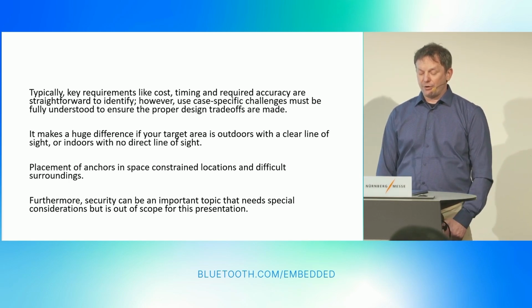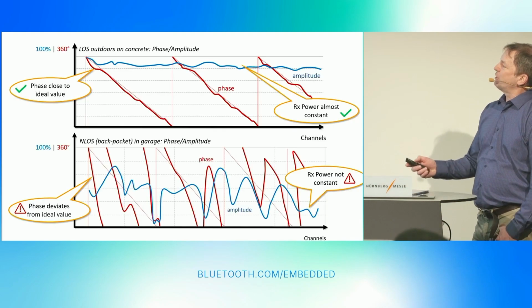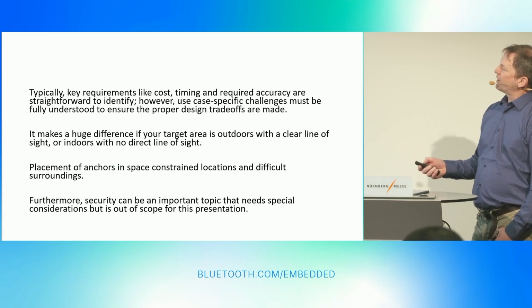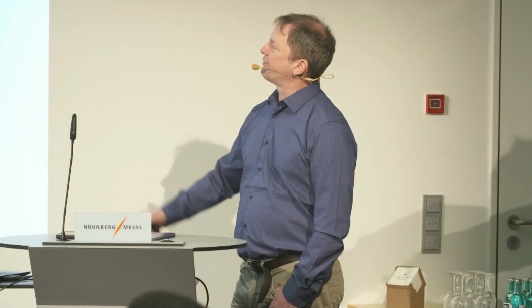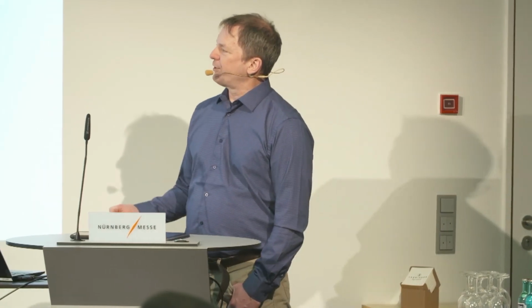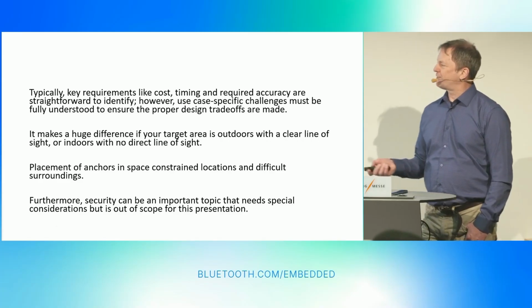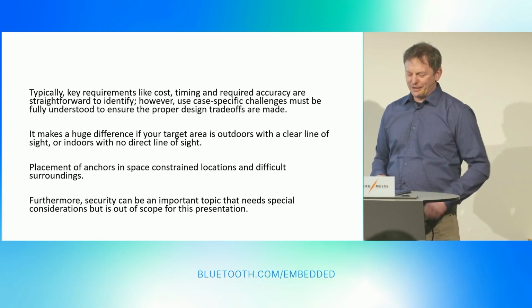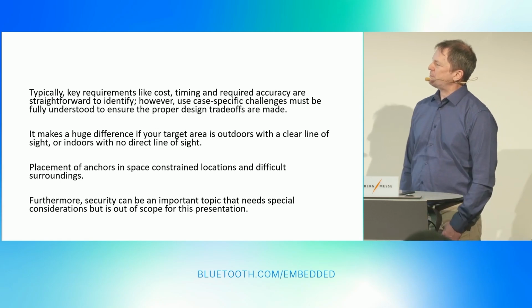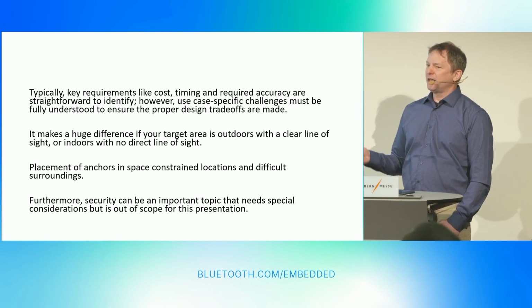But there are more challenges. For example, it makes a huge difference if you're targeting use cases indoors or outdoors. Outdoors, it's easy, only one reflection normally, the ground reflection. Indoors, you have a lot of reflections, you have Wi-Fi and so on. And for example, for the car access, the placement of the anchors may be space constrained, and it may be in a very difficult surrounding like a metal area, and this is also a very challenging part. Furthermore, the requirements for security is very important. I will not deep dive into this because that's a special topic, but you need to take this into your consideration.